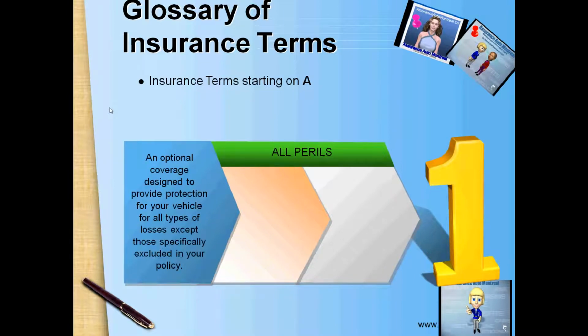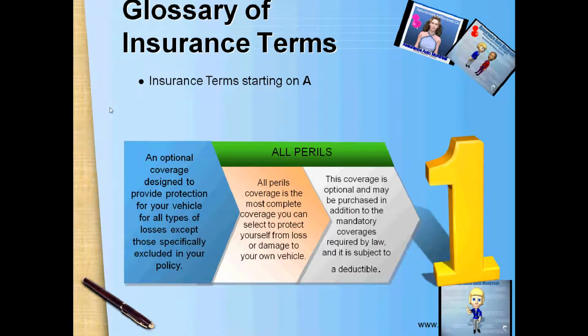All perils. An optional coverage designed to provide protection for your vehicle for all types of losses except those specifically excluded in your policy. All perils coverage is the most complete coverage you can select to protect yourself from loss or damage to your own vehicle. This coverage is optional and may be purchased in addition to the mandatory coverages required by law, and it is subject to a deductible.